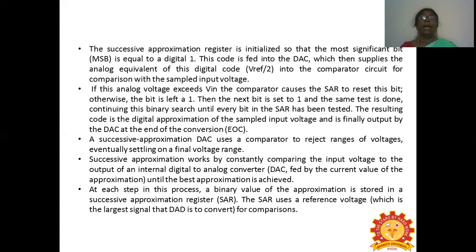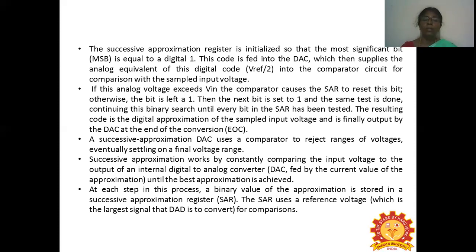That is nothing but the analog voltage obtained from the digital to analog converter. When it exceeds the applied input voltage, the SAR resets its bit. Otherwise, the bit is maintained at the value of 1. Then the next bit is set to 1, and the same test goes on. This is a continuous process until the SAR has been tested fully.